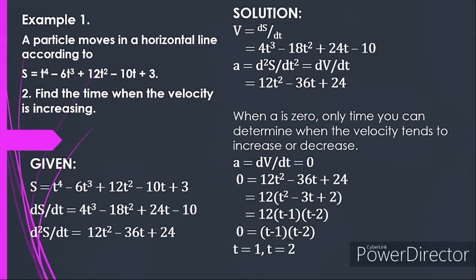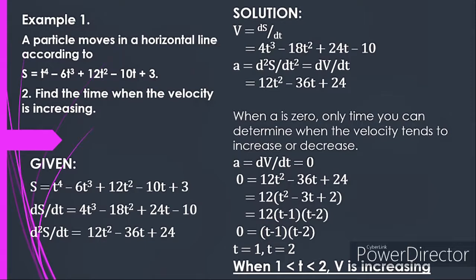So, ngayon, kunin natin yung situation na kung saan 0 si acceleration. So, nung nag-0 si acceleration, meron tayong dalawang value ng time, which is, same process kanina, i-factor lang natin siya, then equate to 0, t is equal to 1 and t is equal to 2. Ngayon, when 1 is less than t and t is less than 2, v is increasing.